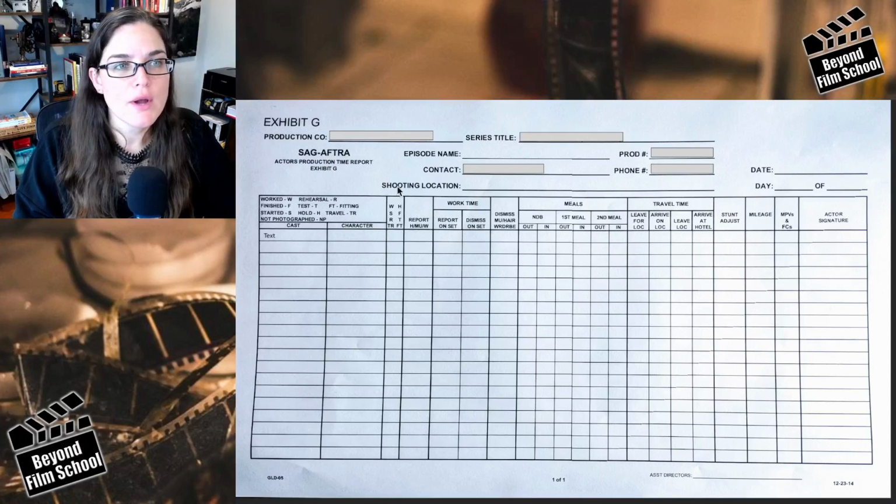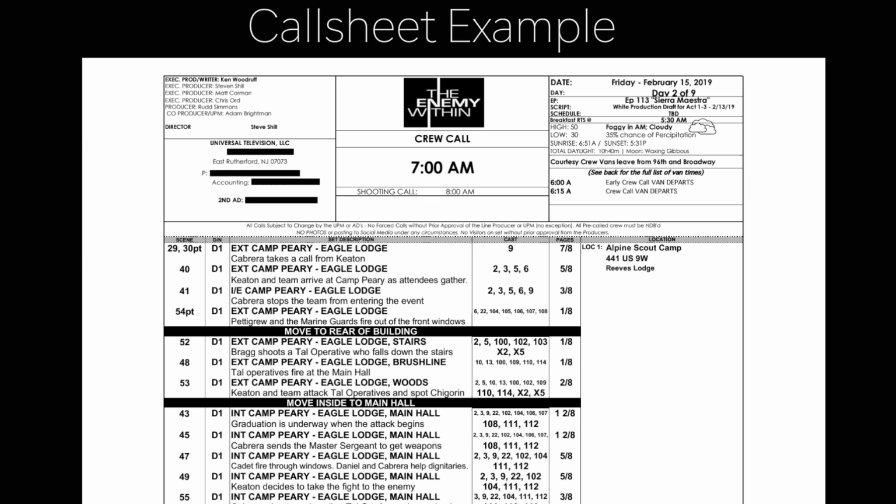And also going on to the shooting location. The shooting location is going to be the address of set. That is also on the call sheet. It is usually right next to the scene.